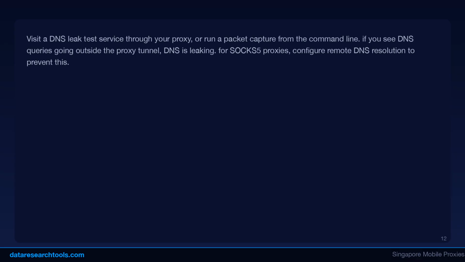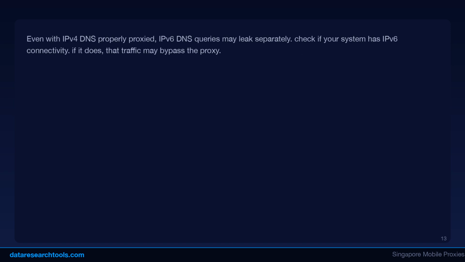Phase 4 covers WebRTC leaks. WebRTC can expose your real IP even when all HTTP traffic routes through the proxy. Visit a WebRTC leak test page through your proxy browser or test programmatically. If your real IP appears in the results, disable WebRTC in your browser settings or use a browser extension to prevent it.